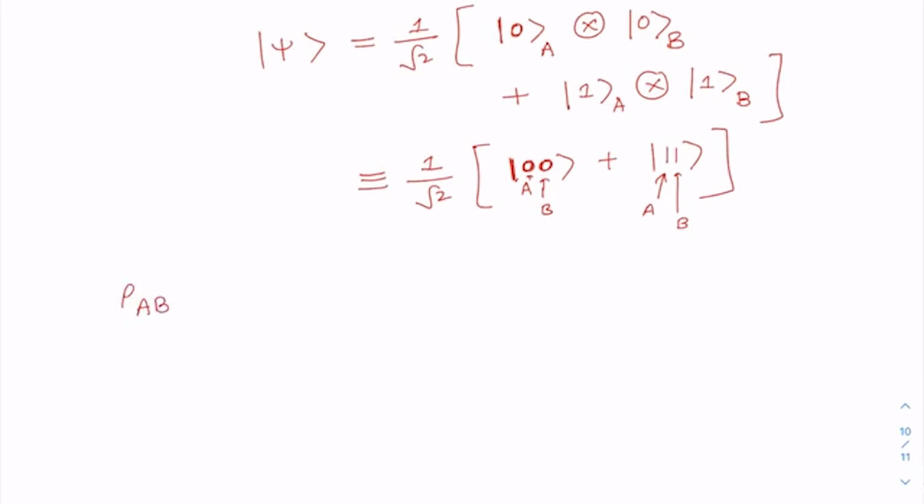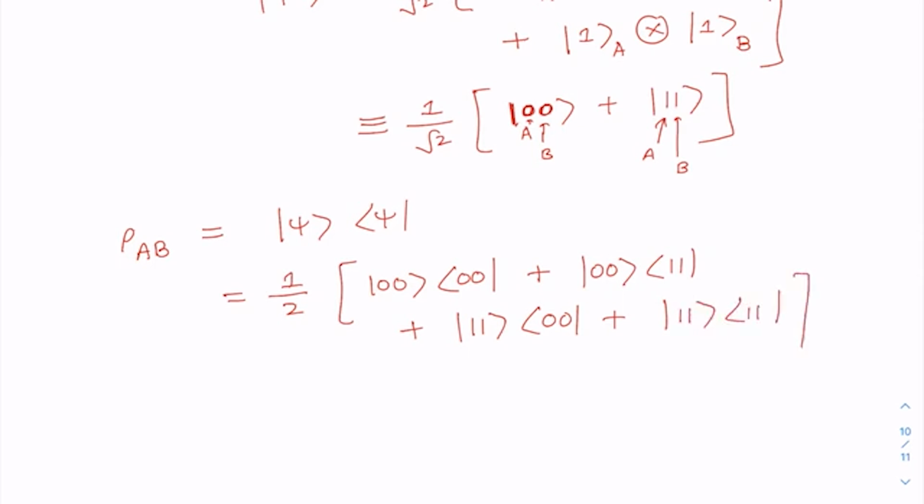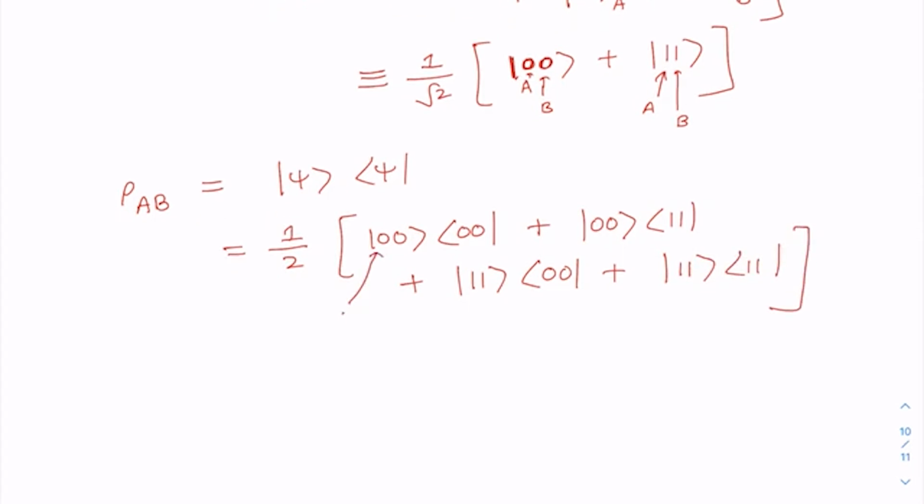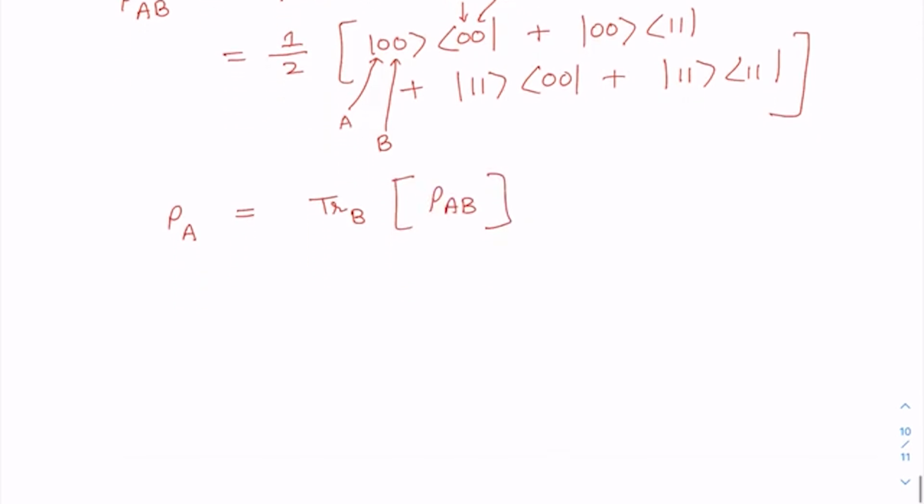Then the density operator for this entangled system, we can work it out very simply, would be half. If I expand, I will get |00><00| plus |00><11| plus |11><00| plus |11><11|. Let me emphasize that the first belongs to atom A, this one belongs to atom B, this belongs to atom A, this belongs to atom B, and so on. Now suppose we are interested in the two-level atom A only. If I want to extract the density operator for atom A, I just have to trace out atom B, and that is easy to do. Let me show you how.